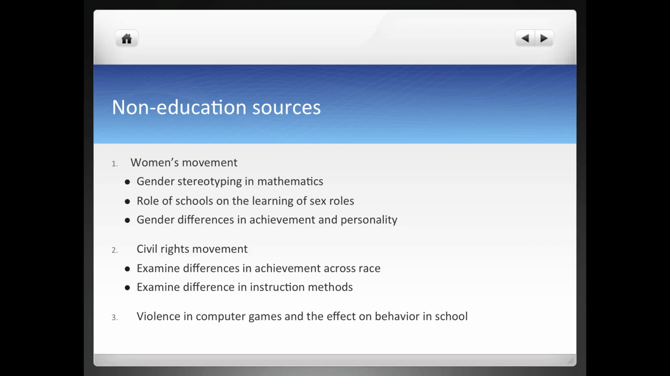The civil rights movement obviously has injected interest into the education dynamic, looking at differences in ACT, SAT scores across race, and looking at different instruction methods that may work for potentially one race or the other. As another, violence in computer games. That's clearly a non-education source, but you could merge it into the education dynamic by looking at how it affects behavior in school.